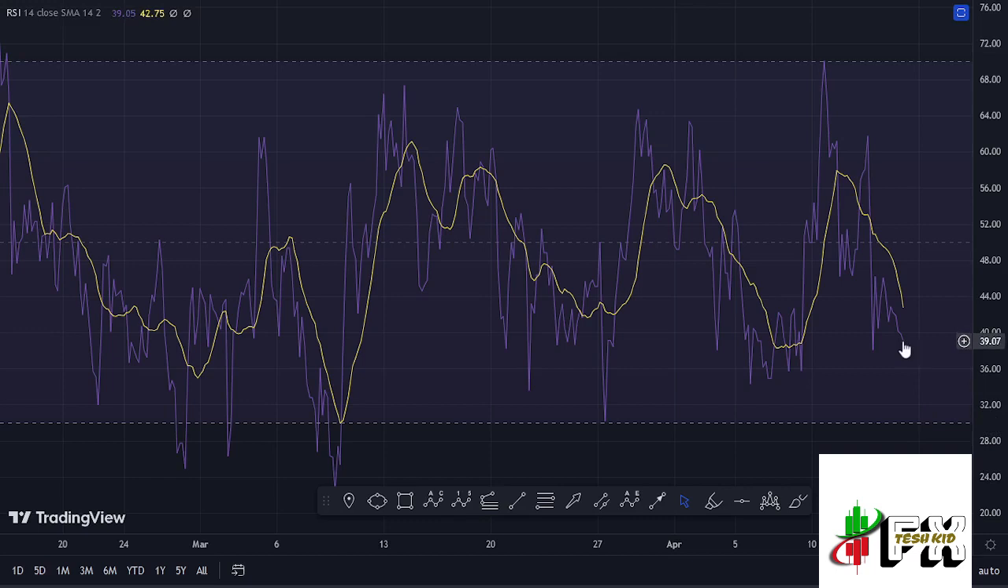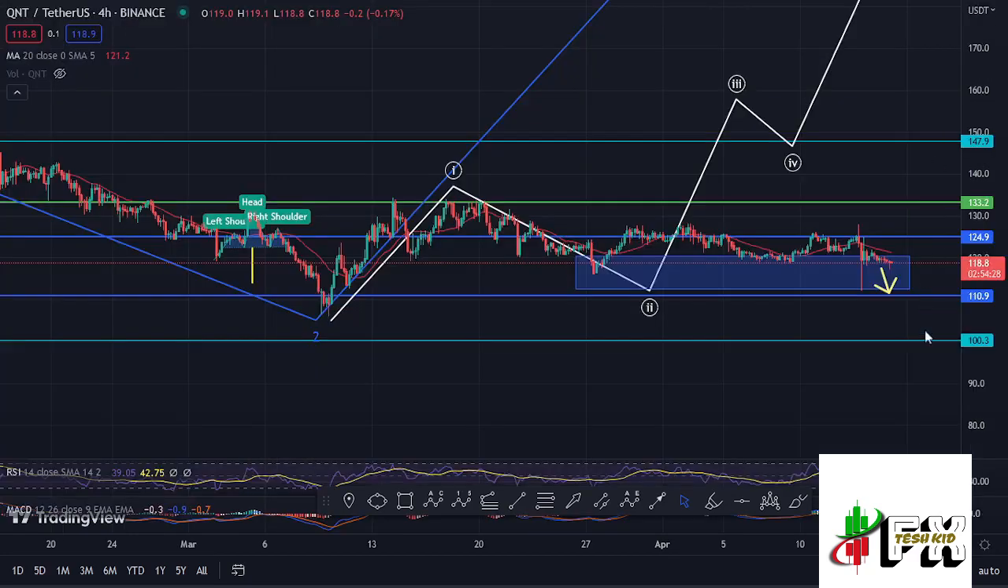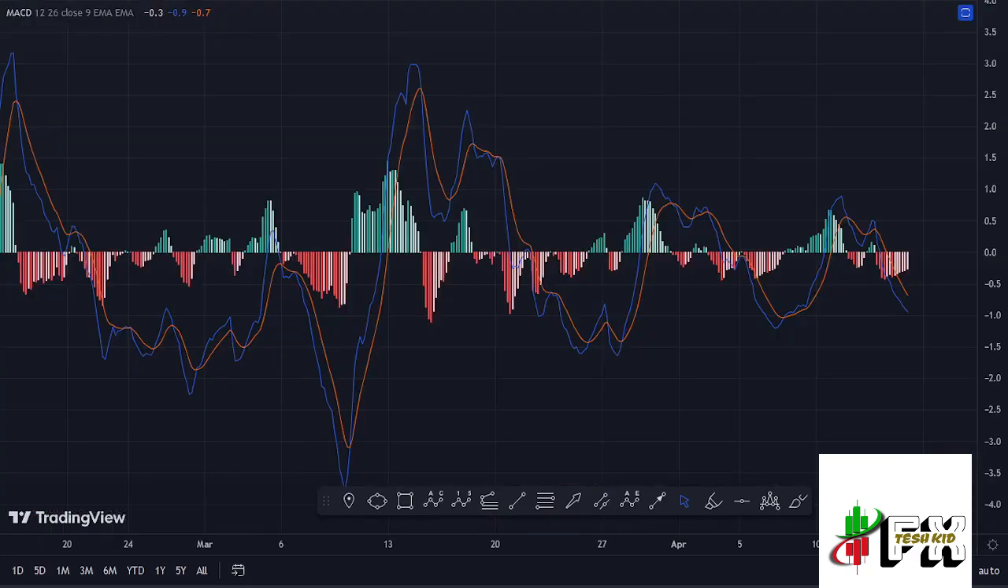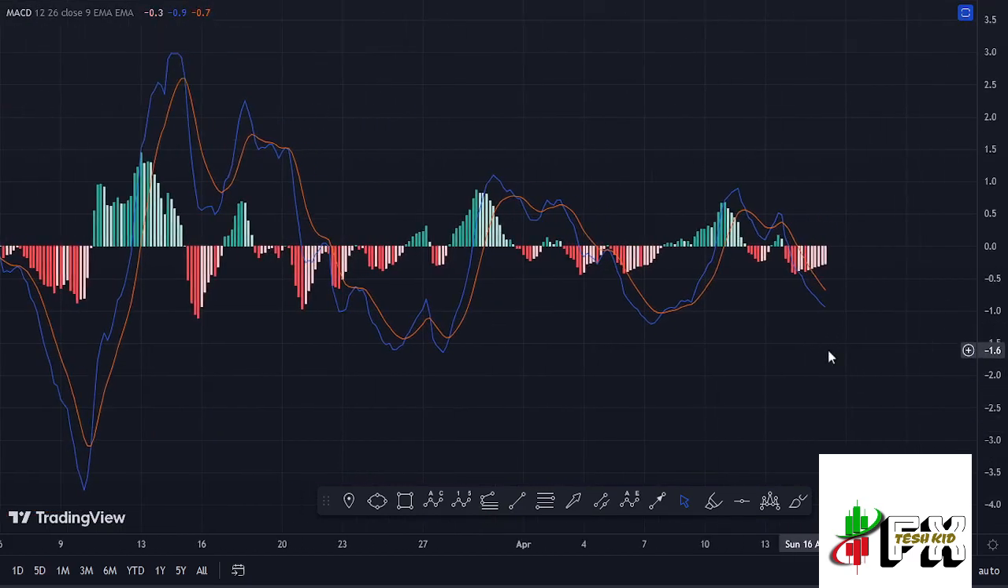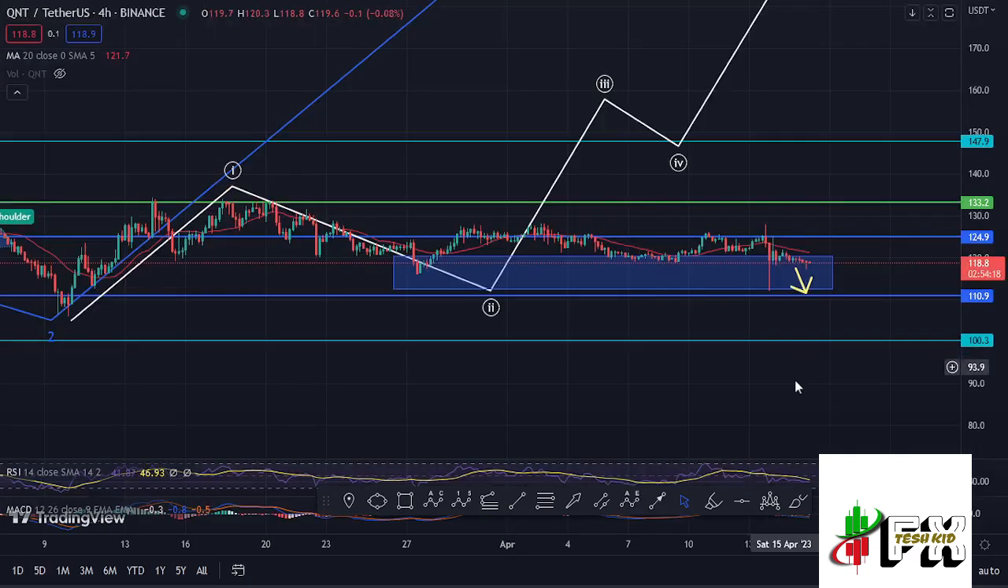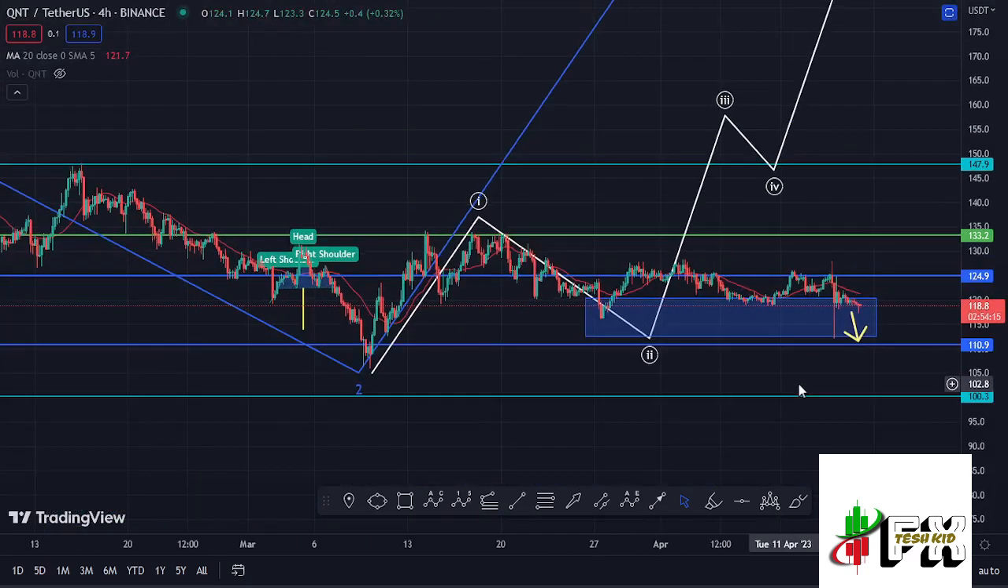meaning we have massive room for us to fully support higher prices. Also taking a look at the MACD, here on the MACD, we have been able to print a bearish cross, suggesting a bit of a short-term bearish movement. So let's be patient and see how that plays out, and I'll be keeping you updated.